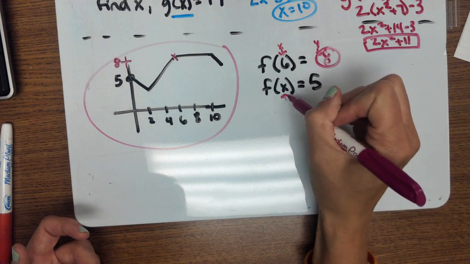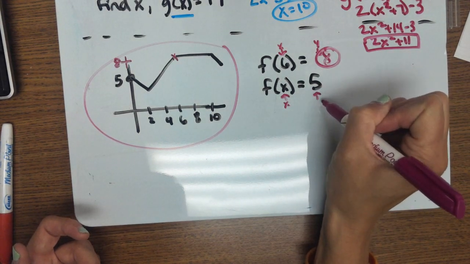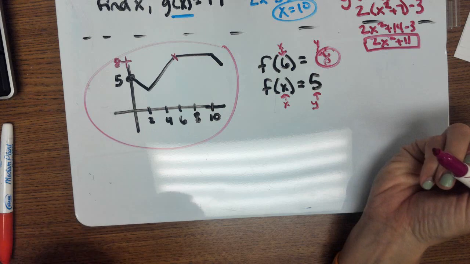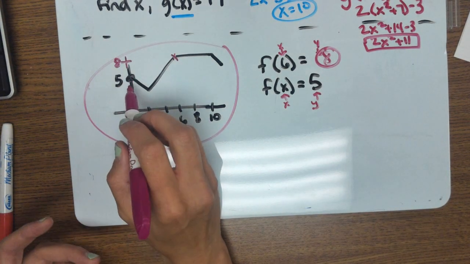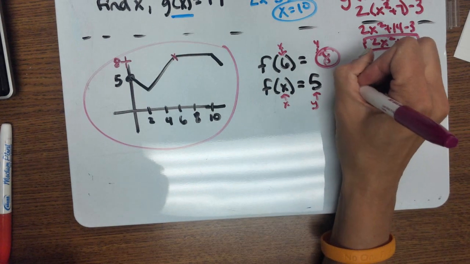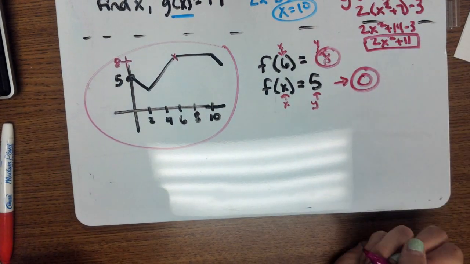Here, we are missing the x, we have the y, so we're just going to go the other way. We're going to find when y is 5. There's multiple solutions for this, but I'm just going to take the first one. My first value is when x is 0.